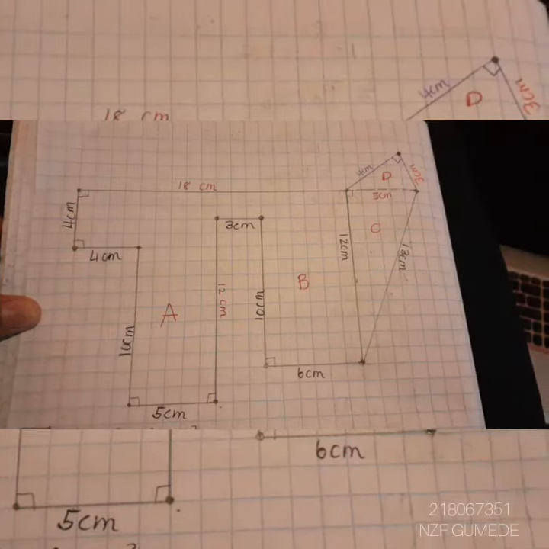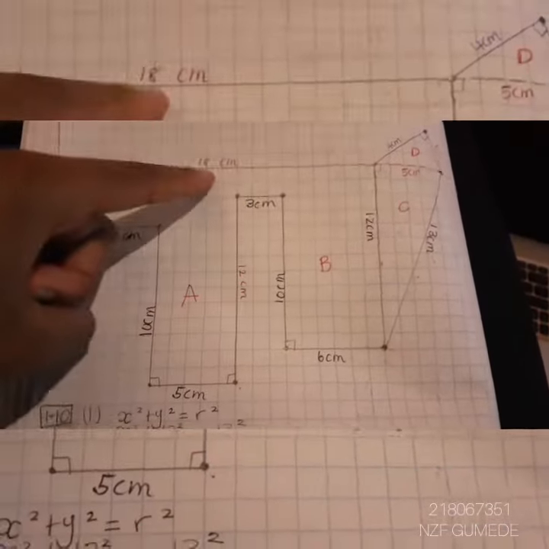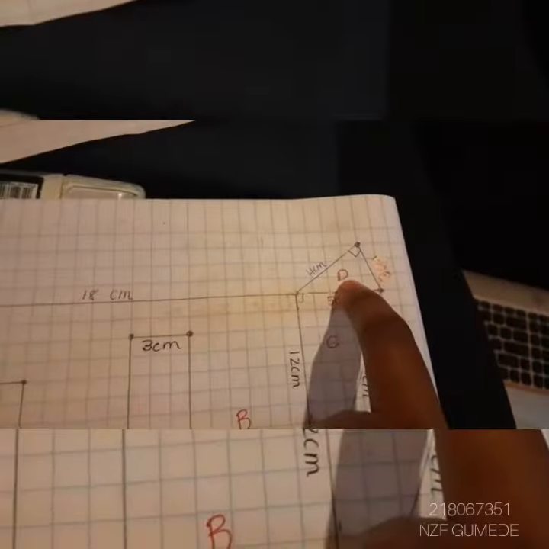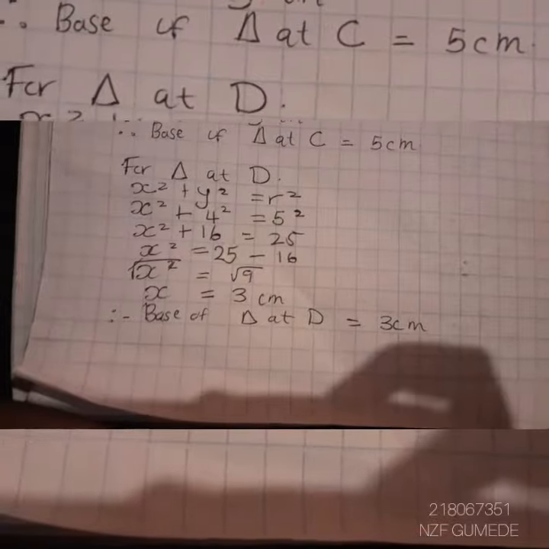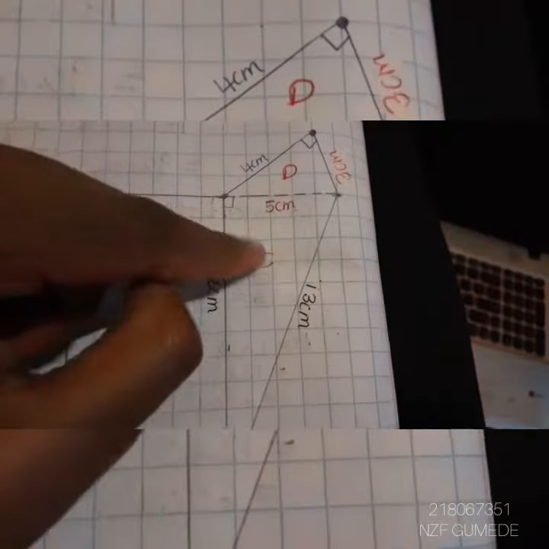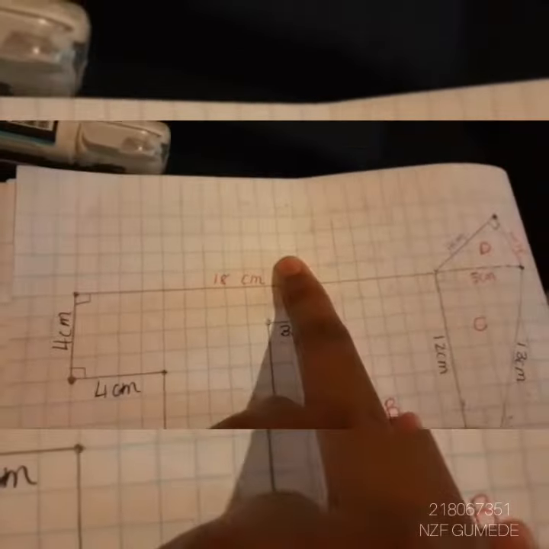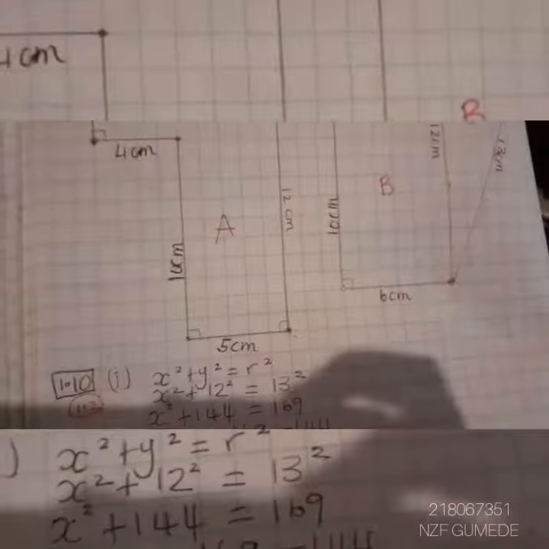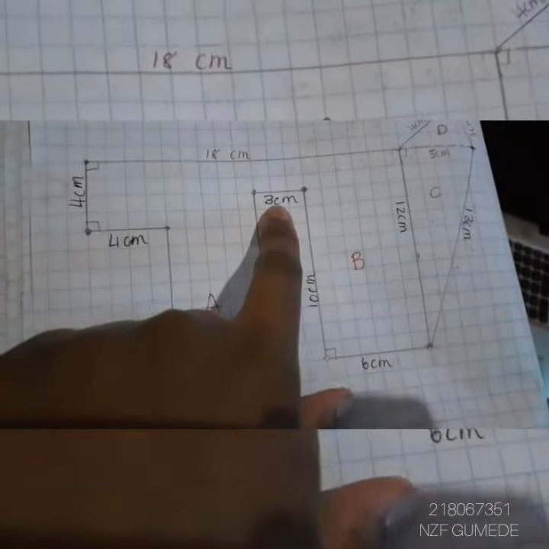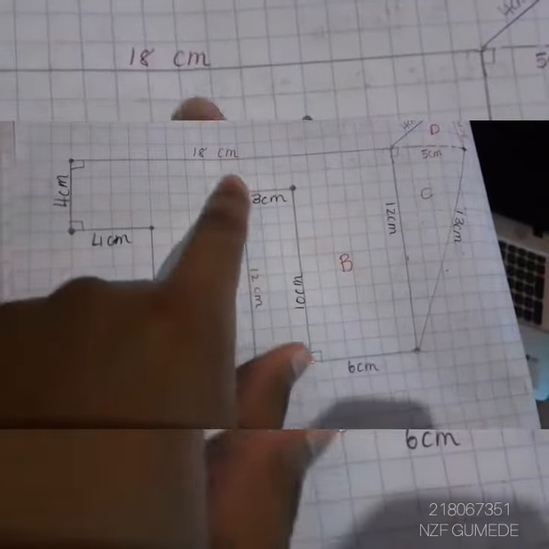Missing sides of this floor plan that have now been found are indicated by being written in red pen. To get the missing side of my triangle at D, I use the Pythagoras theorem. To get my missing side for my triangle at C, I use the Pythagoras theorem again. In order to get my missing side 18, I added the given measurements 4 with 5 with 3 with 6, which resulted in 18 centimeters.